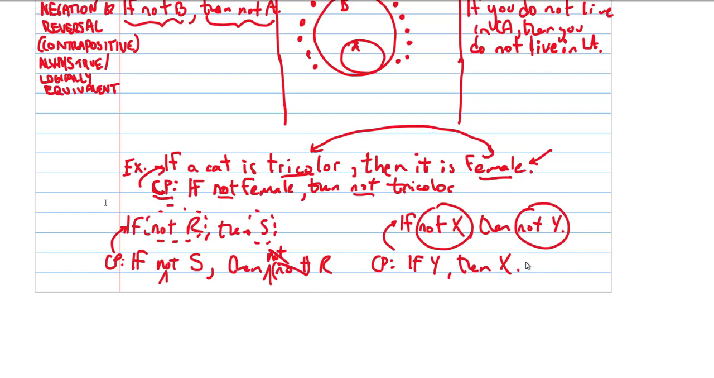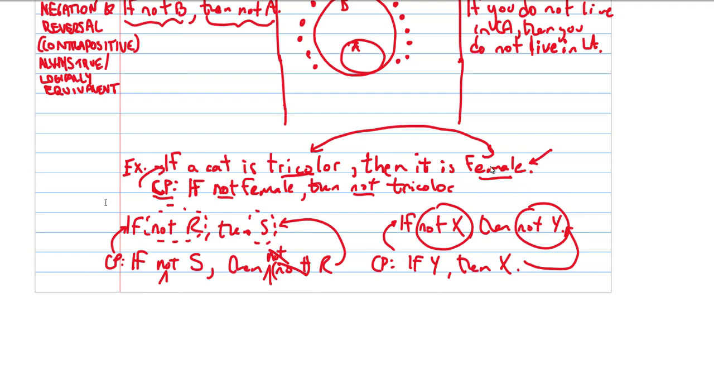By the way, you also could go in the opposite direction. Let's say that the contrapositive actually happened to be the original statement, then this statement up here would be the contrapositive of this original statement. Same thing over here. If not S, then R. The contrapositive of that statement would become if not R, then S.